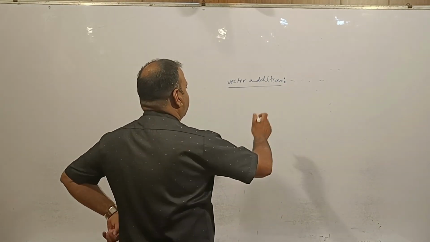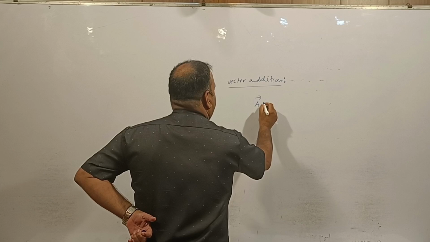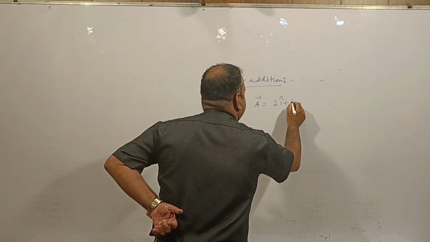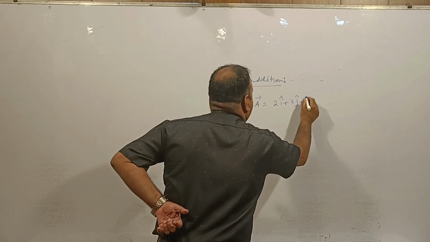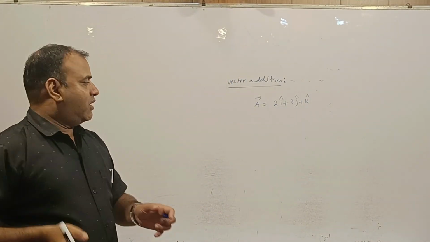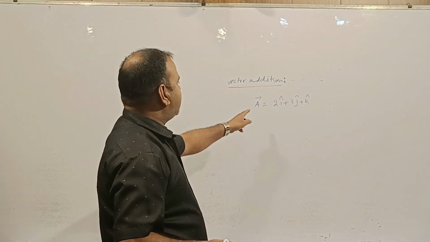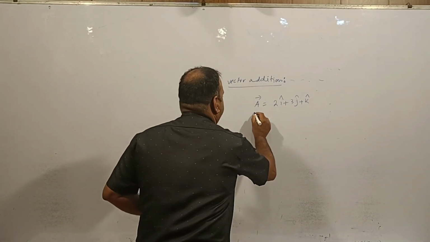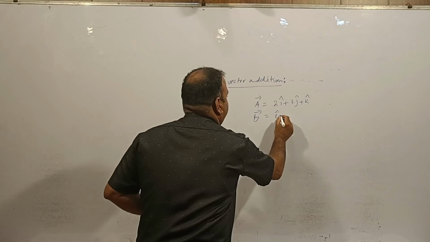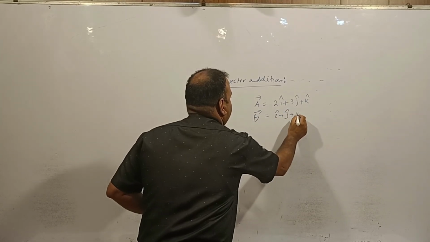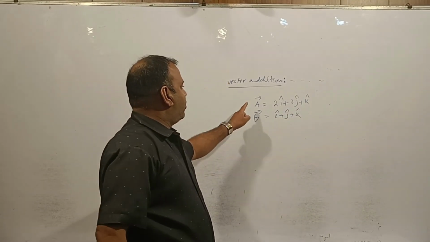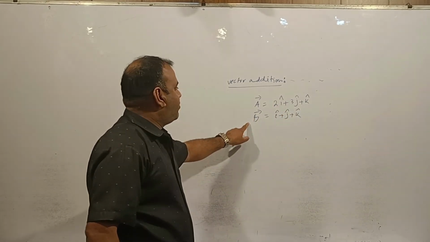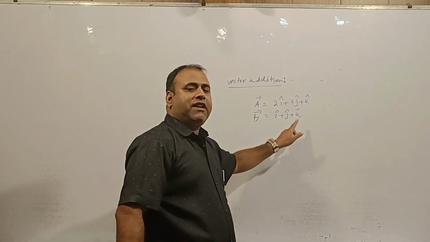So for example, suppose A is a vector, the value of A vector is 2i cap plus 3j cap plus k cap. Students, you just give the attention here. A vector is equal to 2i cap plus 3j cap plus k cap, and here B vector is equal to i cap plus j cap plus k cap.